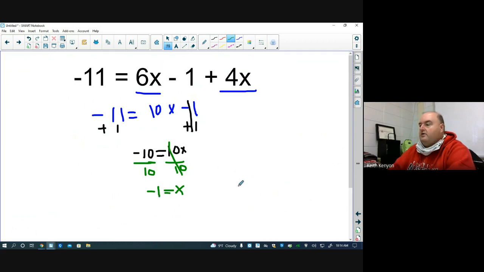And now I'm going to plug it in and see if I've got that right. So I've got negative 11 on the left side. 6 times negative 1 is negative 6. And 4 times negative 1 is negative 4. And negative 6 minus 1 is negative 7. And negative 7 minus 4 is negative 11. So I got this one right, and I can move on.